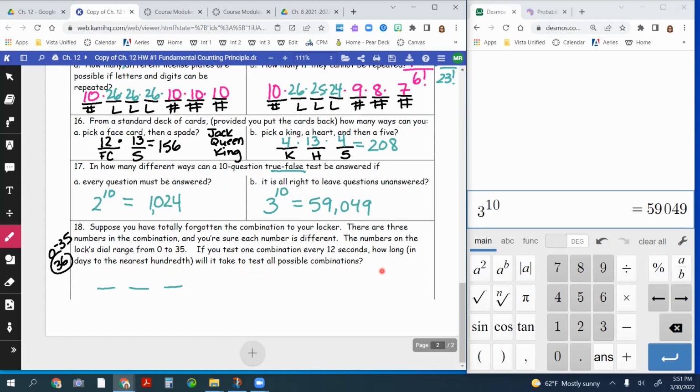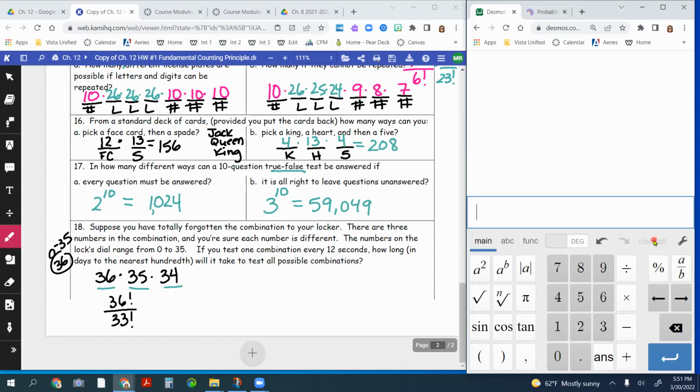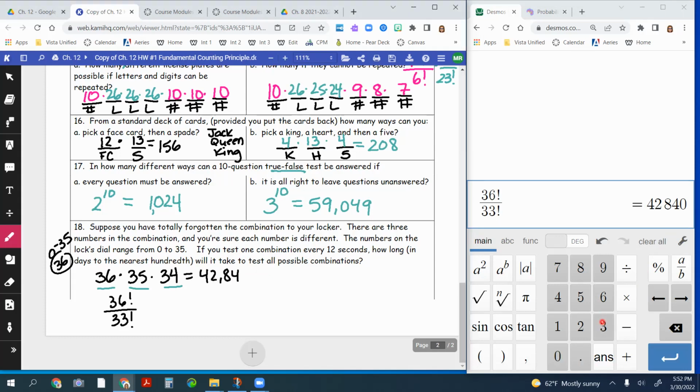Well, first let's figure out all possible combinations. So there's going to be 36 for the first one, then 35, then 34, which is really the same as 36 factorial over 33 factorial. Okay, so whichever way you want to type it in, they're both going to give us the same answer. Okay, so 36 factorial divided by 33 factorial gives us 42,840 different ways. Now, each of these is going to be 12 seconds. So we're going to take this and times it by 12. So when we times that by 12, we end up with 514,080 seconds.